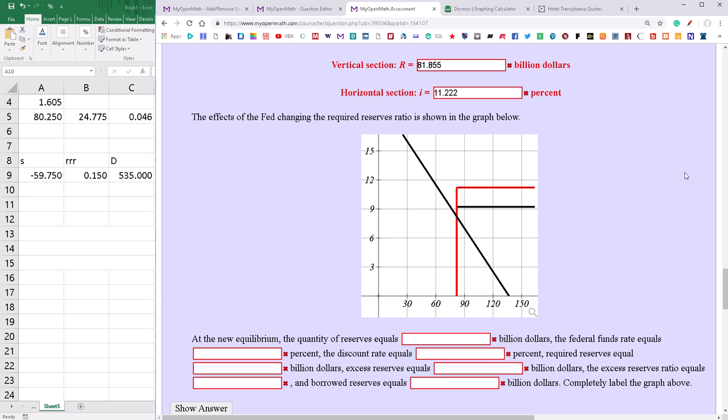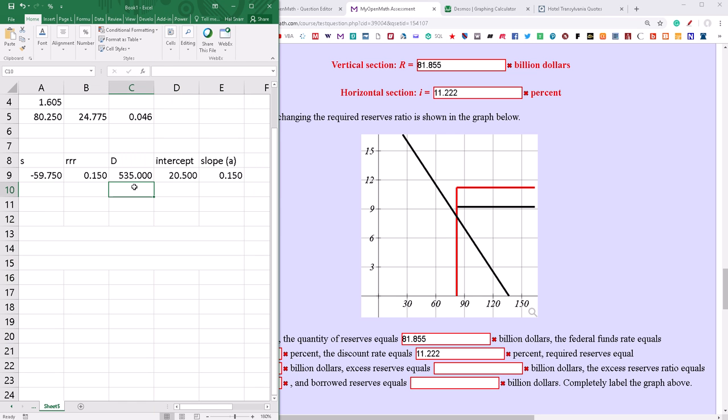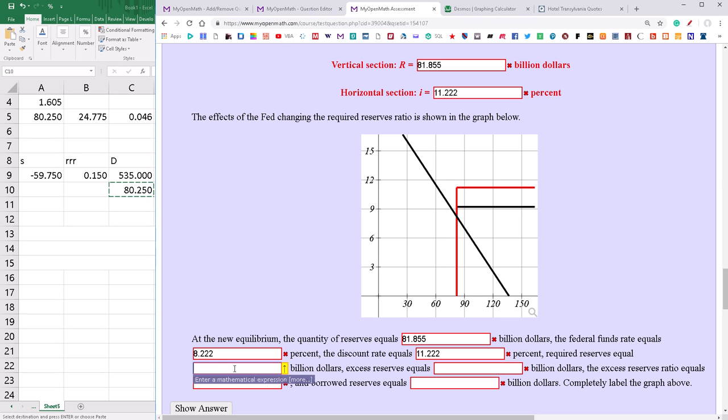At the new equilibrium, the quantity of reserves is 81.855. The equilibrium didn't change. The federal funds rate is equal to 8.222. The discount rate is 11.222. Required reserves in this scenario is what it was initially. Required reserves was 5.35 times 0.15, so required reserves are still 80.25.